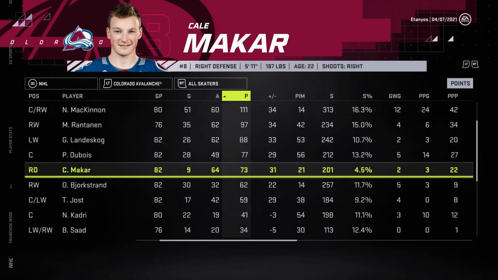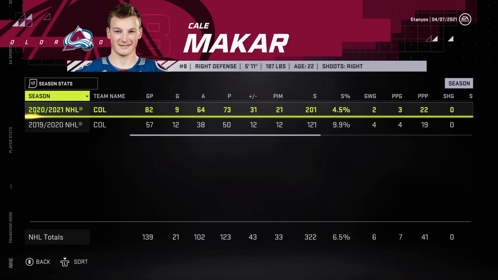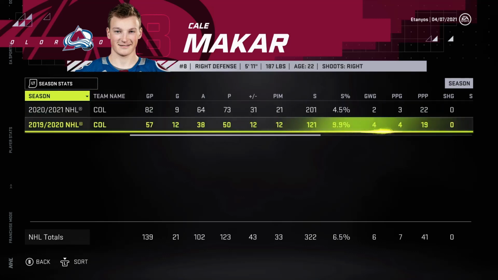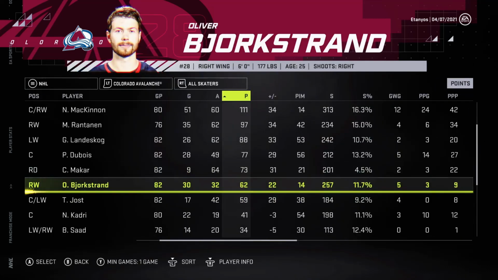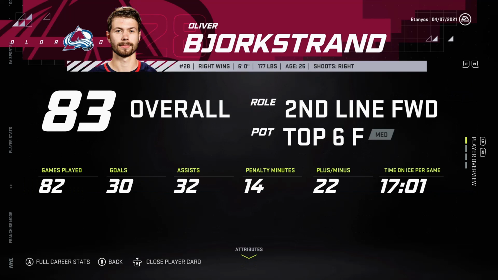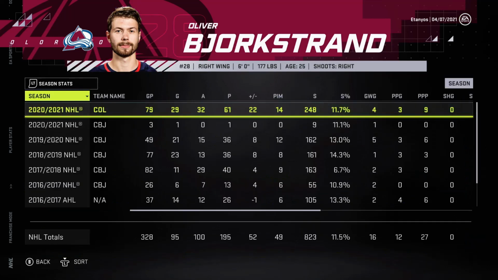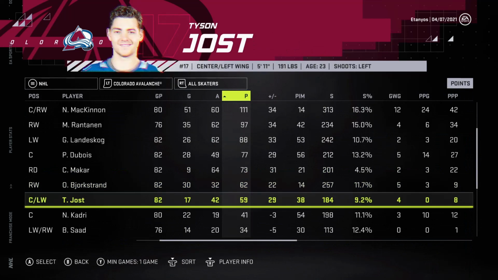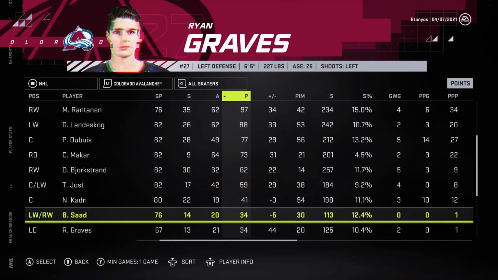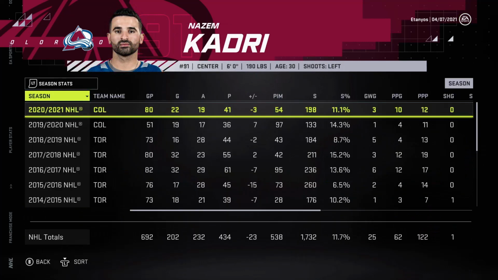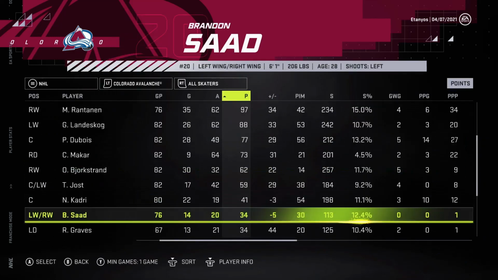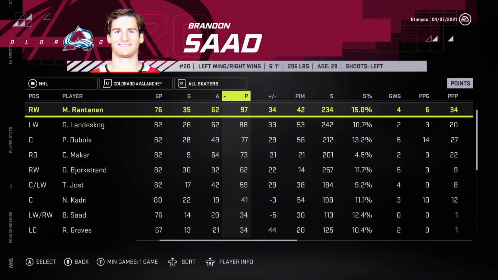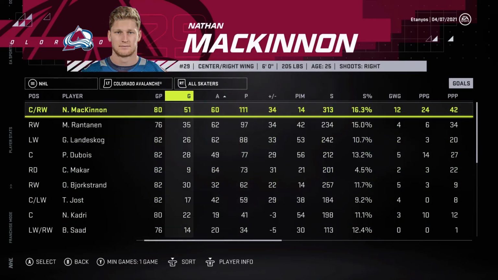But Cale Makar, 73 points. Breakout year, no question. But stayed healthy too, which is the other thing. Oliver Bjorkstrand, 62 points, 30-goal campaign. That's pretty crazy. Tyson Jost, 59 points, not bad at all. Kadri only with 41 only. Yeah, that's such a terrible season. No, that's a very good year from him. 22 goals. Your top goal scorer is no doubt Nathan MacKinnon, 51.